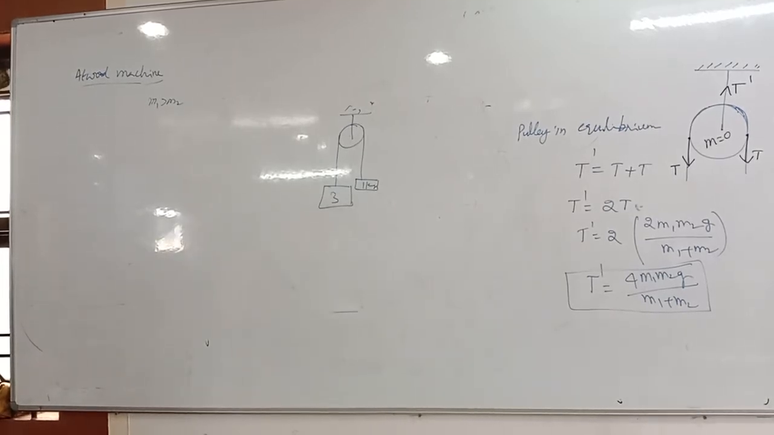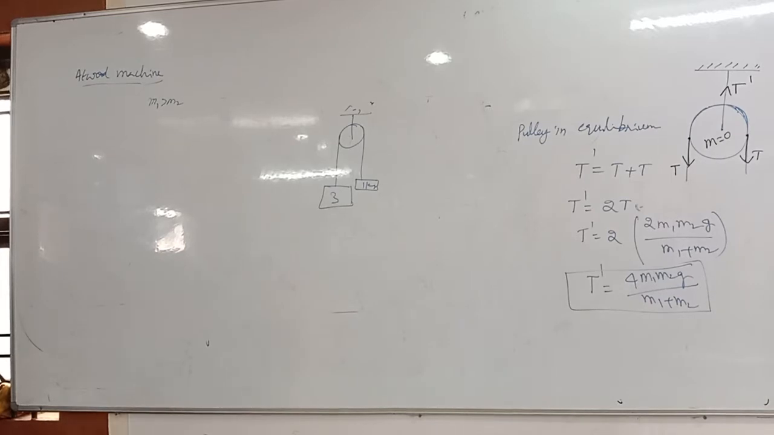the acceleration of the 1 kg block and the tension in the cord connecting the masses, and also find the tension in the string connected to the pulley. Within 30 seconds you have to tell the answer.